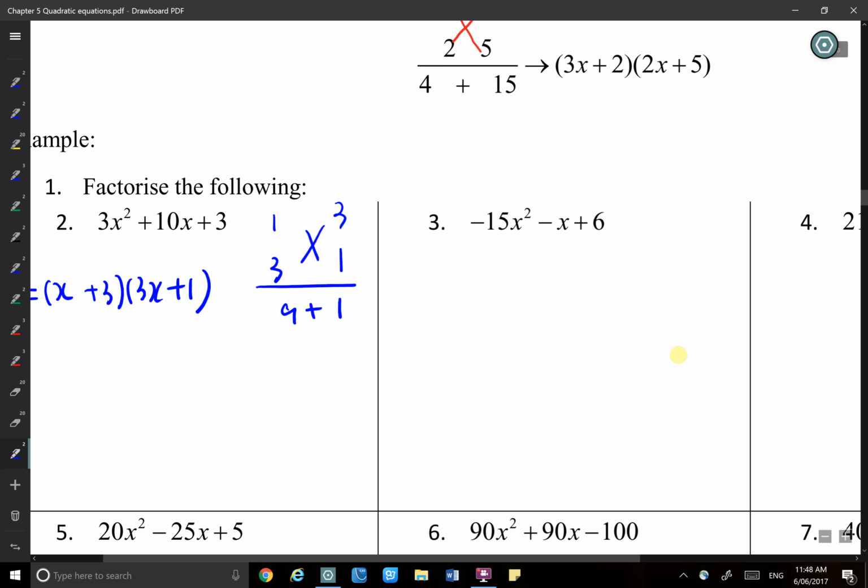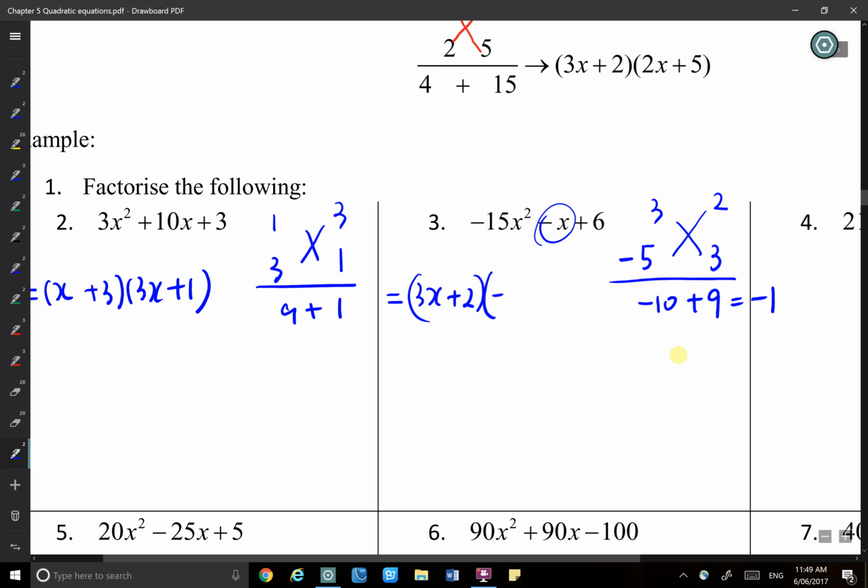Okay, for this one, negative 15, I can have negative 3 and 5. And 6, well, I can have 2 and 3. I need a negative 1 in the middle. So I can have 3 here, 2 here. That gives me negative 9. That gives me positive 10. I need a negative 1, so I need this negative sign to be here. So that gives me negative 10 plus 9 gives me negative 1. Therefore, I will have 3x plus 2 minus 5x plus 3.